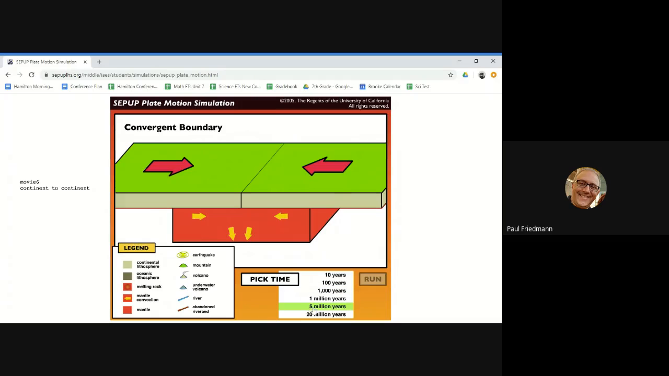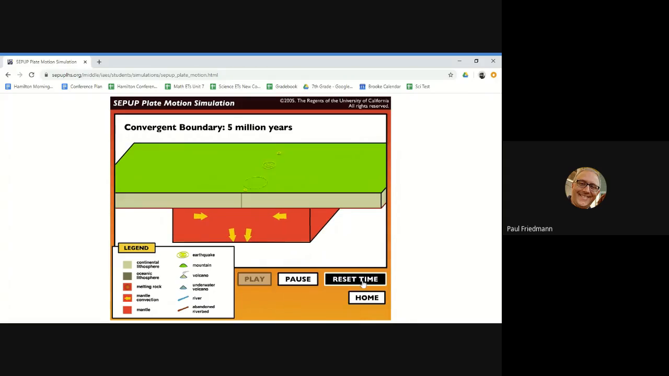We're going to pick again 5 million years. And you'll notice this time that the convection currents seem to be moving in a slightly different direction. We're pushing in this direction. We're getting cooler, more dense, falling down, moving across, getting cooler, more dense, falling down below. So we're going to watch this run. We're going to see what happens.